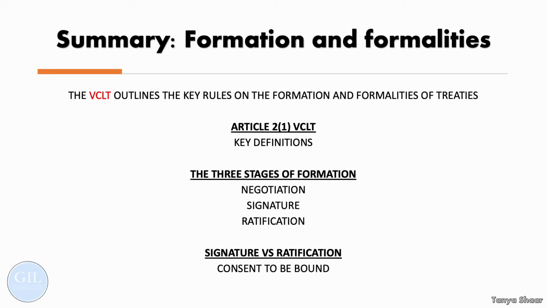With that, we have covered the formation and formalities of a treaty. But before we move on, let's recap the formation of a treaty. Firstly, Article 2.1 of the VCLT outlines key definitions in the law of treaties. Secondly, there are three stages to forming a treaty: 1. Negotiation. 2. Signature. And 3. Ratification. And lastly, we must be aware of the distinction between signature and ratification when it comes to consent to be bound.